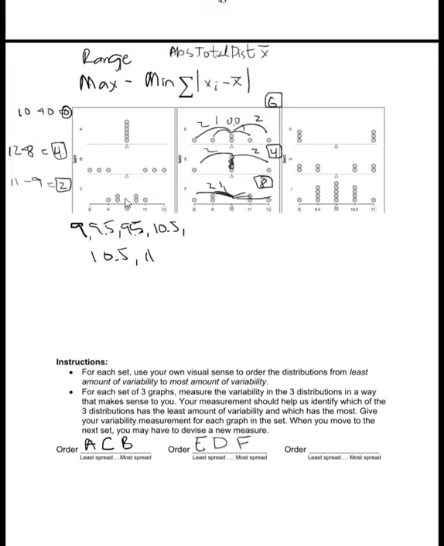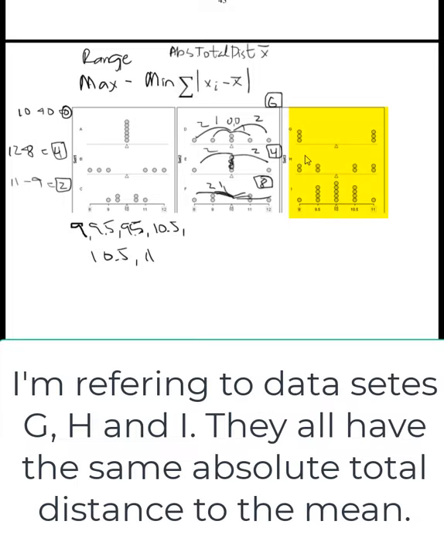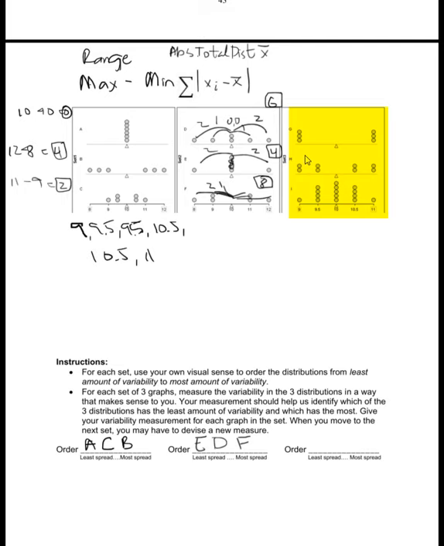And so now we have a new version, total distance to the mean. If we find the total distance, it turns out it's the same from all of these. But what isn't the same amongst all of these? What is different? I mean, sure, the shape is different here, but there's something else that's different. Anyone find it? It's the sample size.